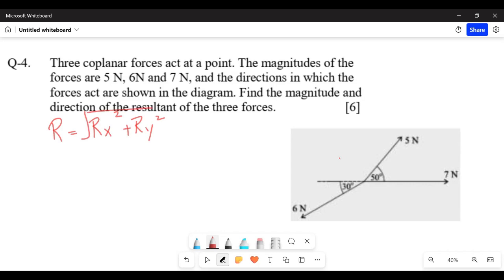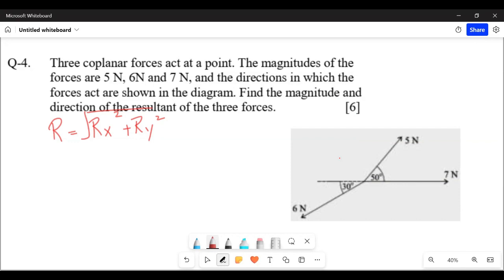I'm not sure where R is going to be. I'm just guessing maybe it's here. The resultant of the three forces we see here, but I'm not going to draw it right now. Okay, so Rx will be the difference of the forces in x direction, forward x force minus backward x force.